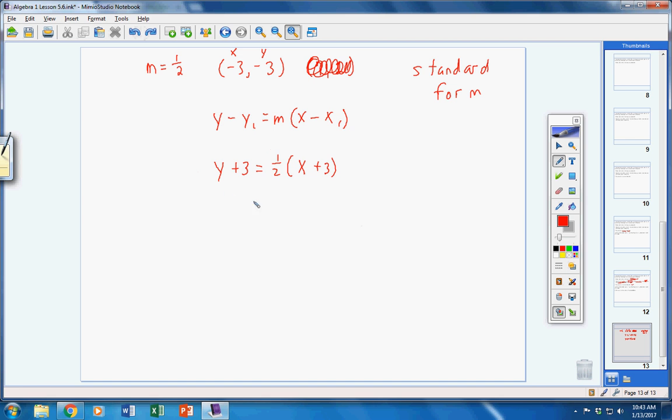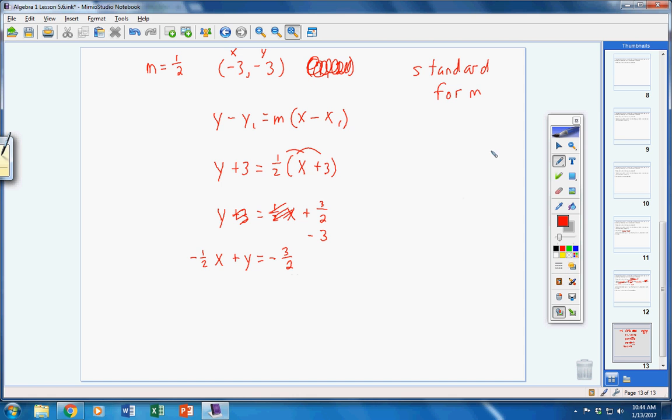So step 1, simplify both sides. Okay, left side cannot be simplified. Right side, multiply your 1/2 through: 1/2 x plus 3/2. Step 2, move all of your x and y terms to the left side and your constant terms to the right side. So bring your 1/2 x over and make it a negative 1/2 x. Your y term's already on the left side. Bring your positive 3 over and make it a negative 3. Alright? So I have 3/2 minus 3. That's going to give you a negative 3/2.